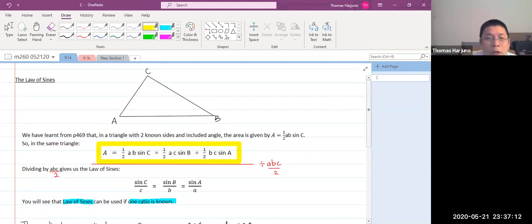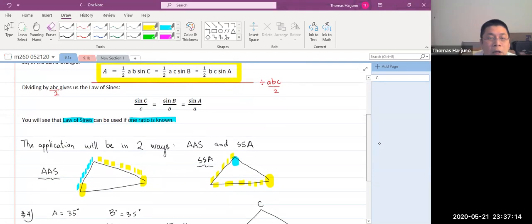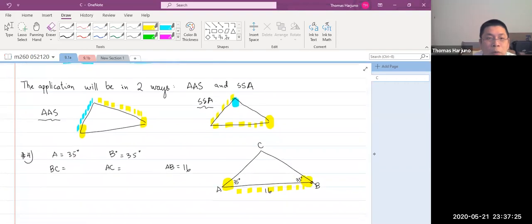This is the law of sines and how we derive it. In the applications, we will have two cases: angle, angle, side, and side, side, angle. The easy one will be the angle, angle, side. Now, we were working on this number 4.